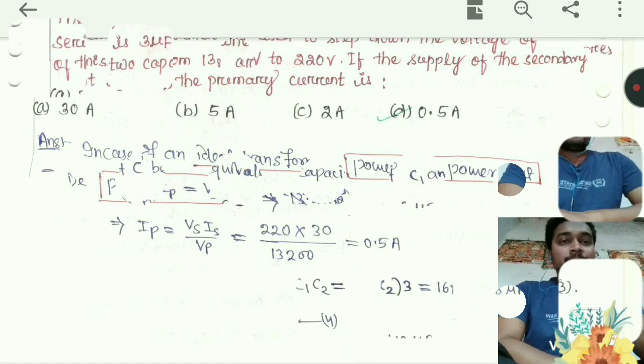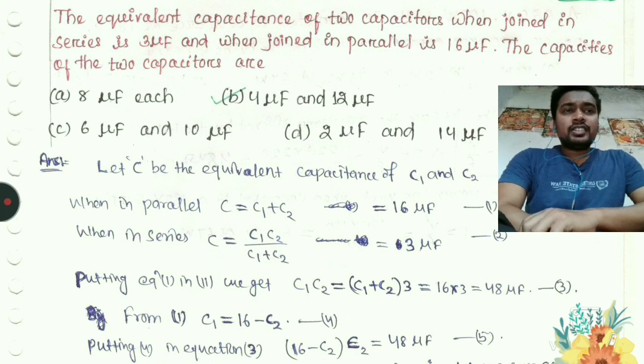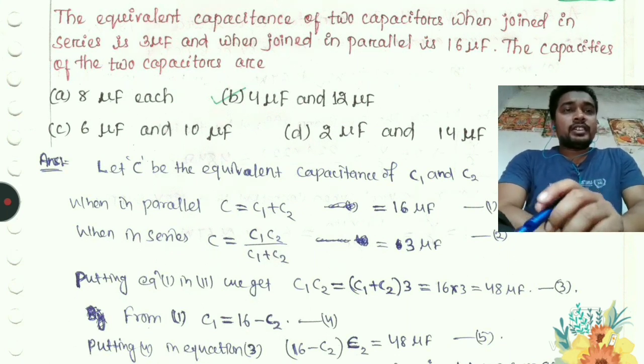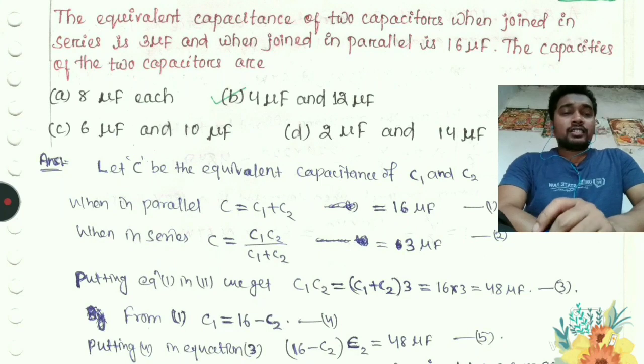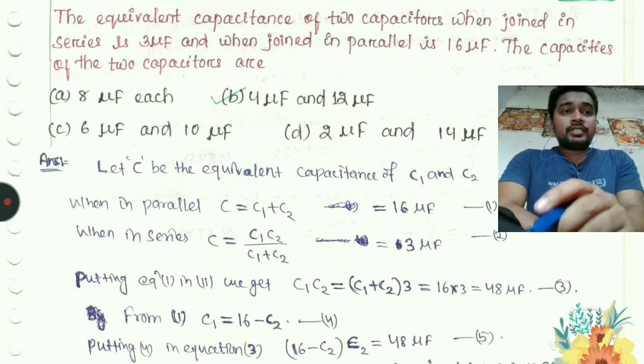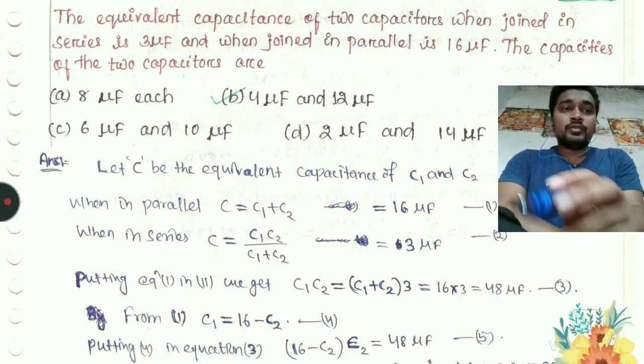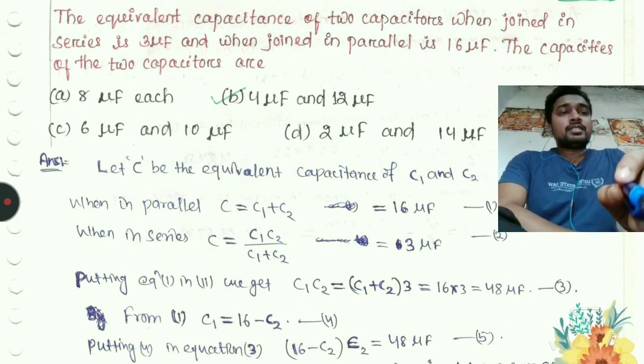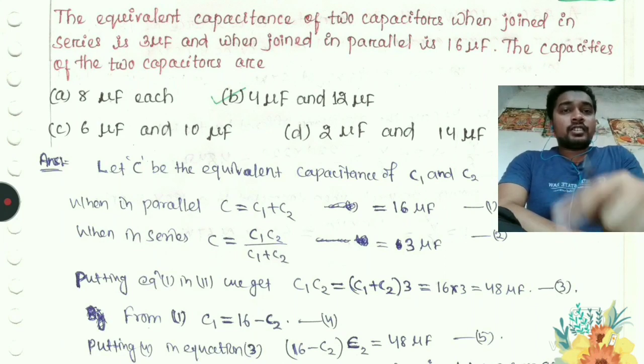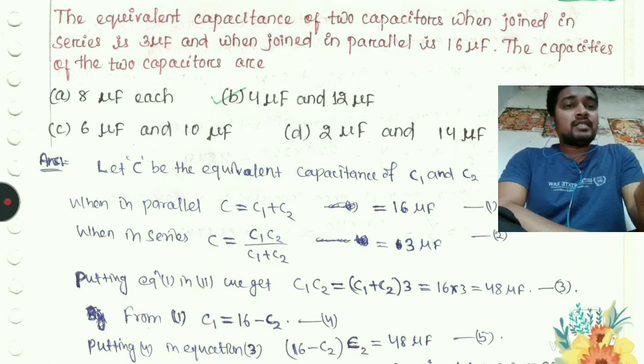Next question is from capacitance. I think this problem we have all done in our intermediate. That is, the equivalent capacitance of two capacitors when connected in series and when connected in parallel is given. We have to calculate the values of the capacitance of the individual capacitors. So as they are connected in parallel, C becomes C1 plus C2, and when they are connected in series, C becomes C1 into C2 by C1 plus C2, and these are given 16 microfarad and 3 microfarad respectively. By manipulating these results, we can calculate the value of C1, C2.